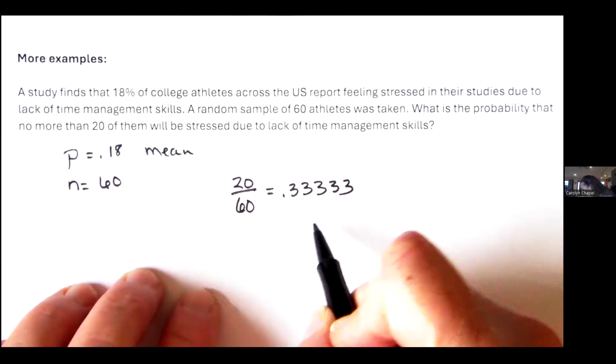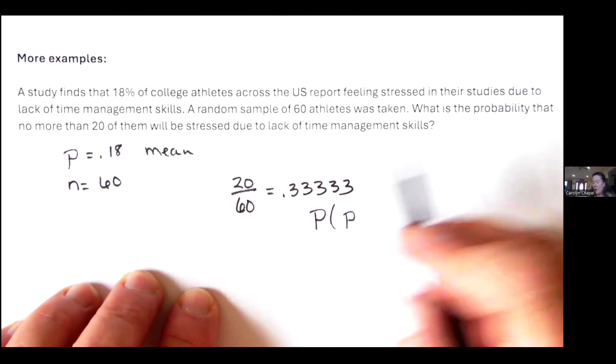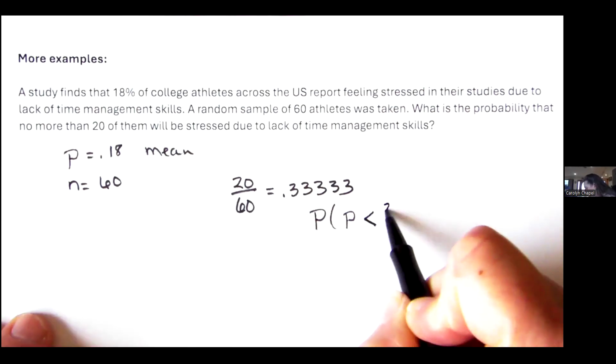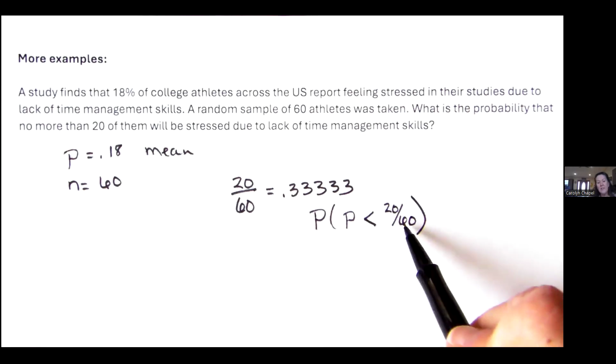Okay, and we want to know what is the probability that our P, our proportion, is no more than, so that would be smaller than the 20 out of the 60. Making sure to keep our proportion talk similar.